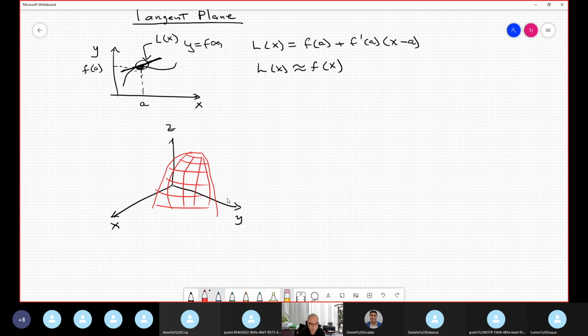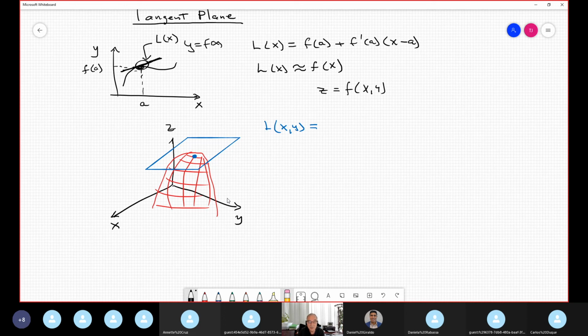So at one specific point, I need to find the linear approximation. But in this case, the linear approximation is not a line, it's a plane. Because it's a two-variable function, the linear approximation of x, y is a plane. Suppose z is equal to f of x, y.